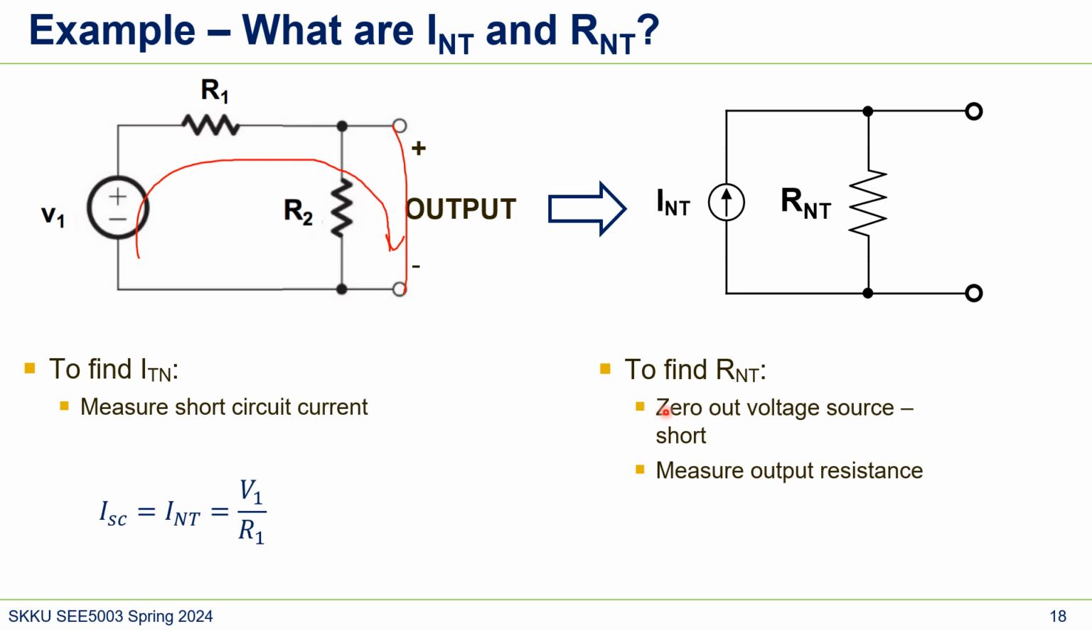And now, to find RN, zero out the voltage source. So this voltage source will be short, and then measure the resistance. This is the same case as the previous Thevenin conversion. So R out would be RTH, RN, and that's the parallel of R1 and R2.